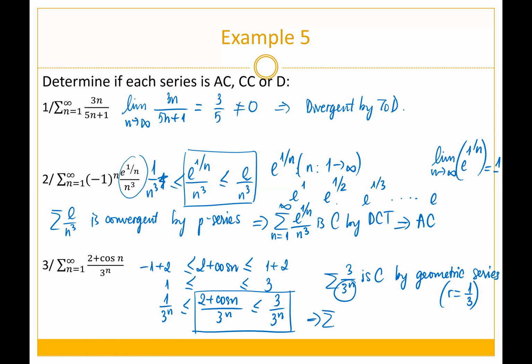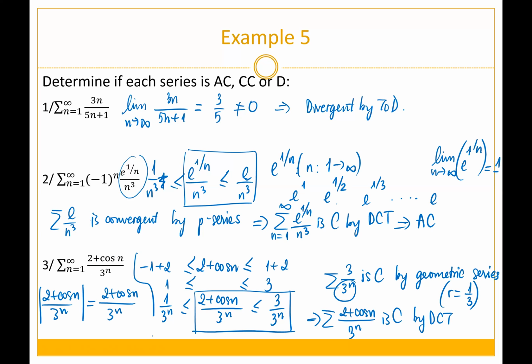Then you have this given series, 2 plus cosine n over 3 to the n, which is convergent by the direct comparison test. Here we're also talking about the absolute value, because the series is always positive. The numerator is only squeezed between 1 and 3, and 3 to the n is always positive, so the entire thing is always positive. So it is equal to its absolute value. 2 plus cosine n over 3 to the n is equal to itself because this is a positive series. So this is absolutely convergent.